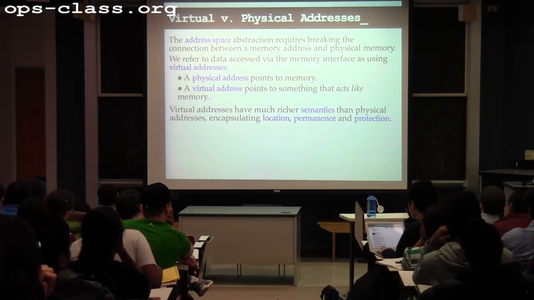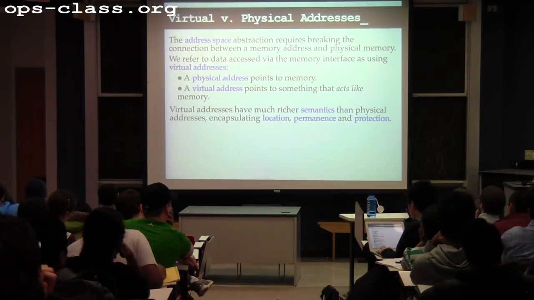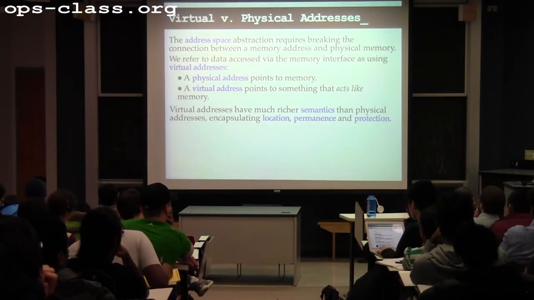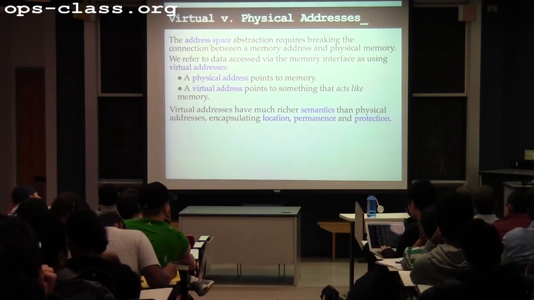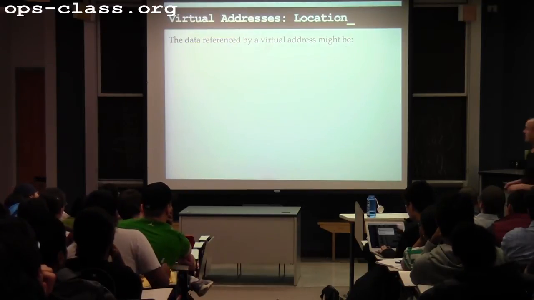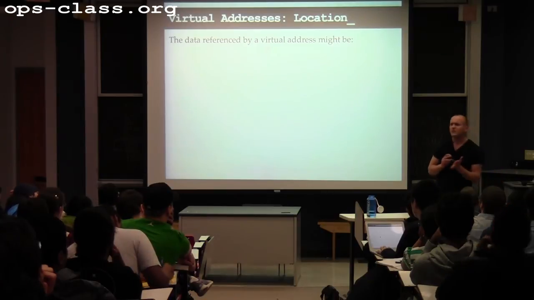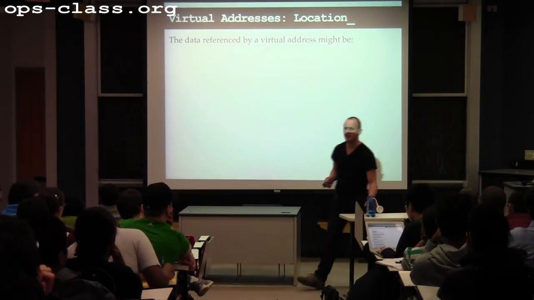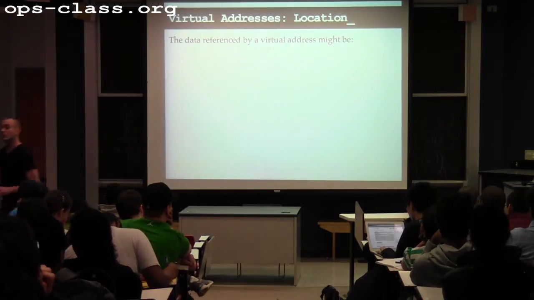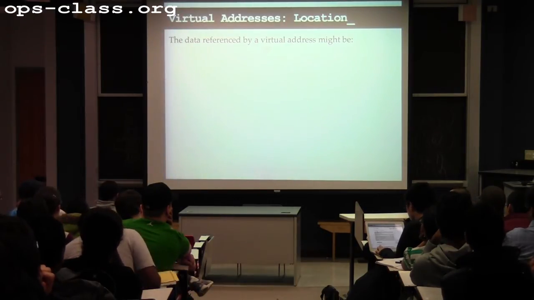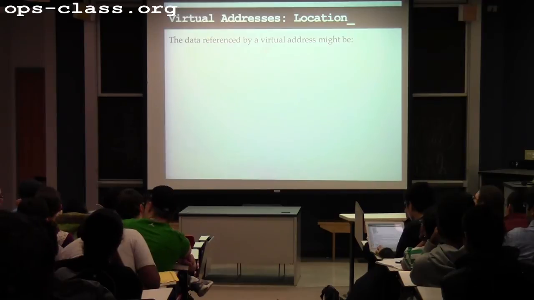A physical address will always refer to that byte of memory. A virtual address, who knows what it could refer to? What it refers to is up to the kernel and the agreement you've made with the kernel about what it points to. So what could be behind a virtual address? When I actually do a load or store to that virtual address, where could that data go to or come from? There's a very low-hanging fruit answer to this question that someone is going to get right away.